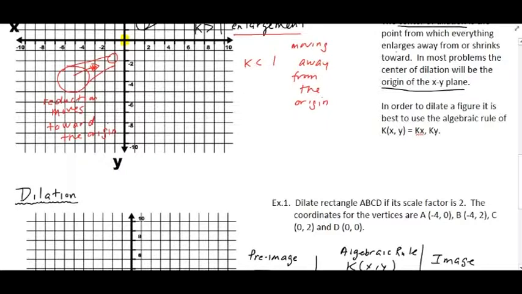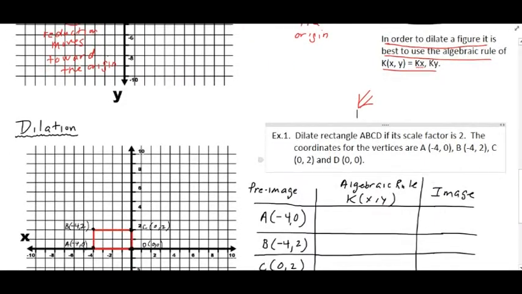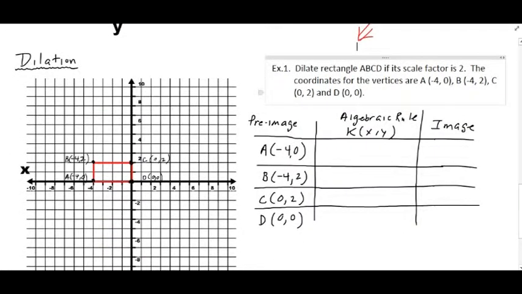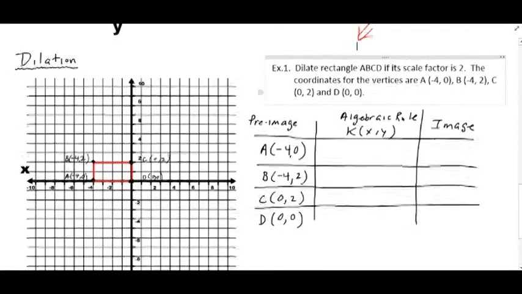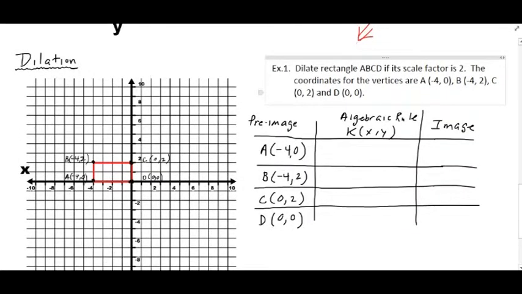Everything remains the same. Now, in order to dilate a figure, it is best to use the algebraic rule. You just simply multiply k times the coordinates. So let's look at an example problem for a dilation. Here it says example 1, dilate rectangle ABCD if its scale factor is equal to 2. And of course k is equal to 2.